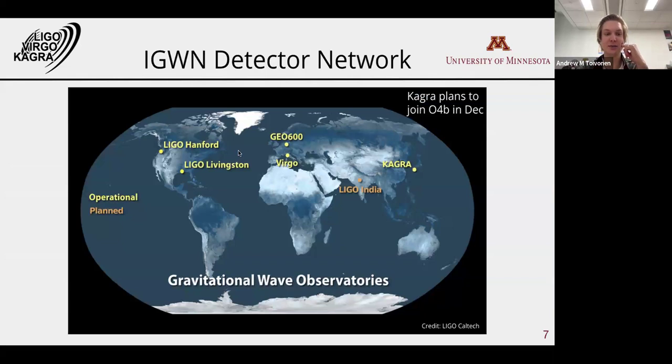So where are these detectors? Well, we have Hanford in Washington State, Livingston in Louisiana, and then Virgo in Europe here. KAGRA is in Japan, but it is not operational right now. They're hoping to join the run at some point, which we'll see what happens with that.